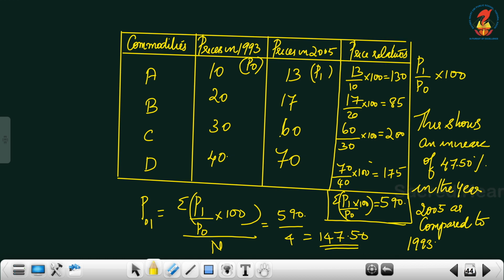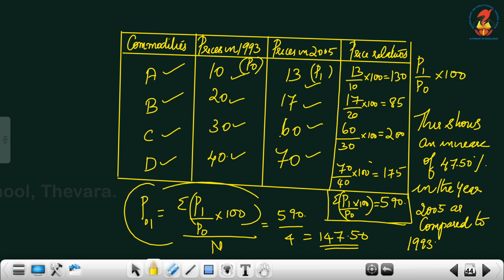Now as per the table, I have written the table again where commodities are expressed as A, B, C and D, where prices are 10, 20, 30 and 40 in 1993, and in 2005, 13, 17, 60 and 70. So as per the formula, what is the formula? P01 is equal to sigma of P1 by P0 into 100 divided by n.